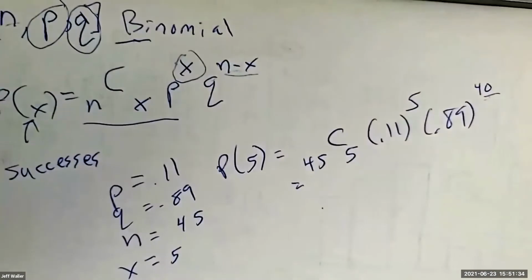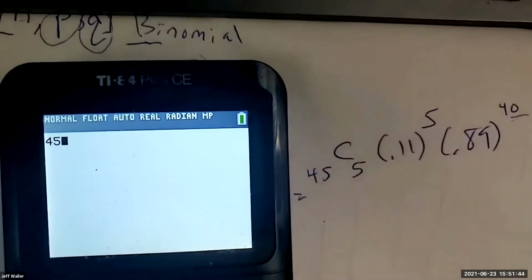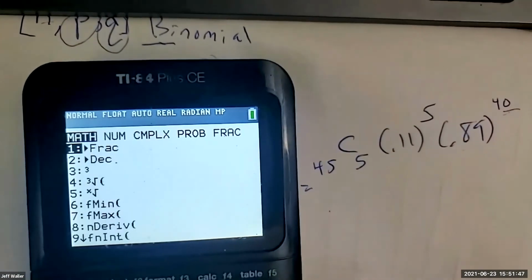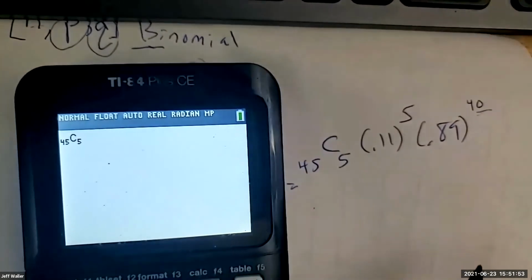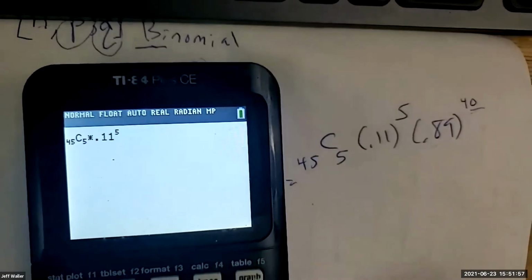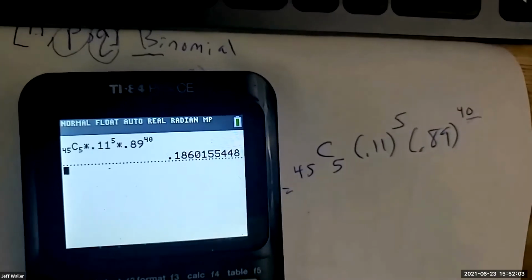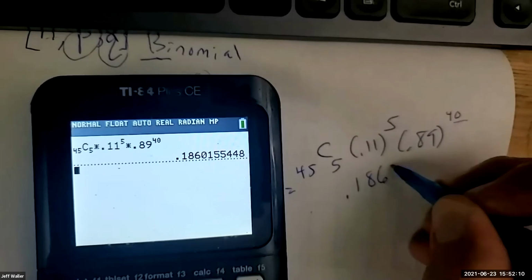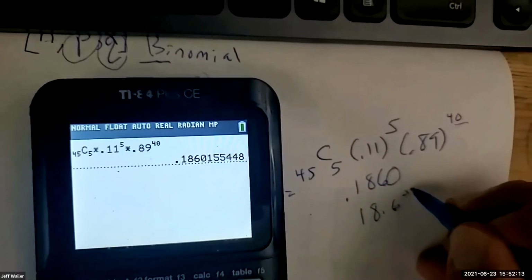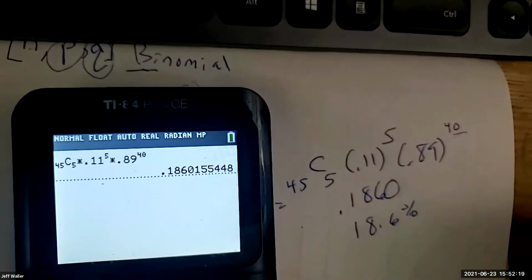And now I just got to throw this all in my calculator. So here's how I throw it in the calculator. I'm going to put it all in there at once, so I don't get any problems. Math, probability, 3. 45 choose 5, times 0.11 to the 5th, push over, times 0.89 to the 40th. There's a 0.1860, so 18.6% chance that there will be exactly 5 left-handed people in a group of 45.